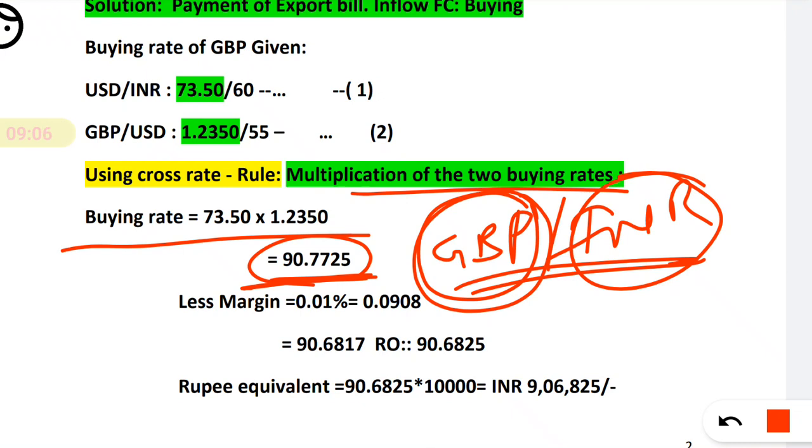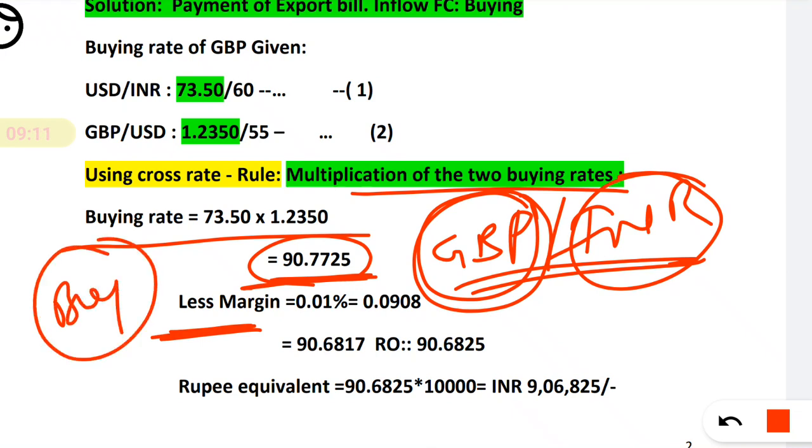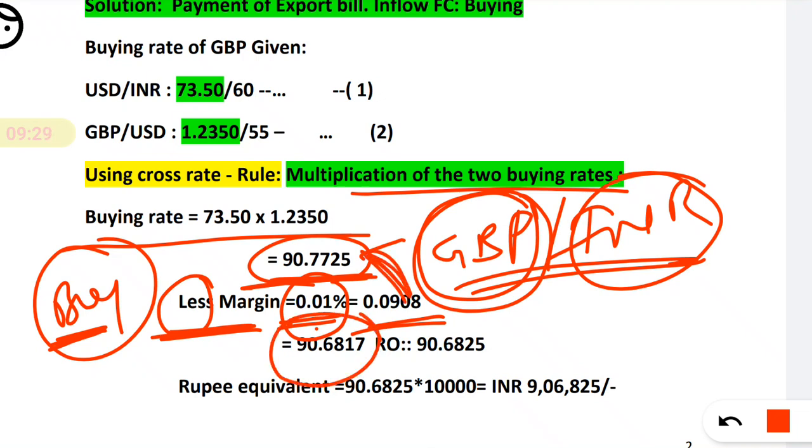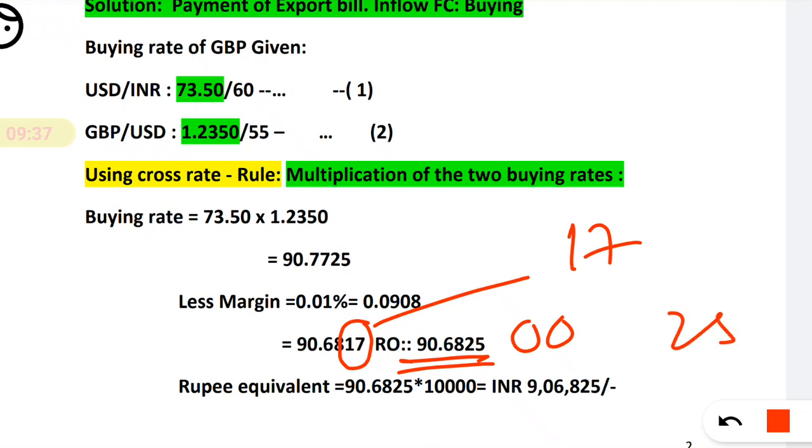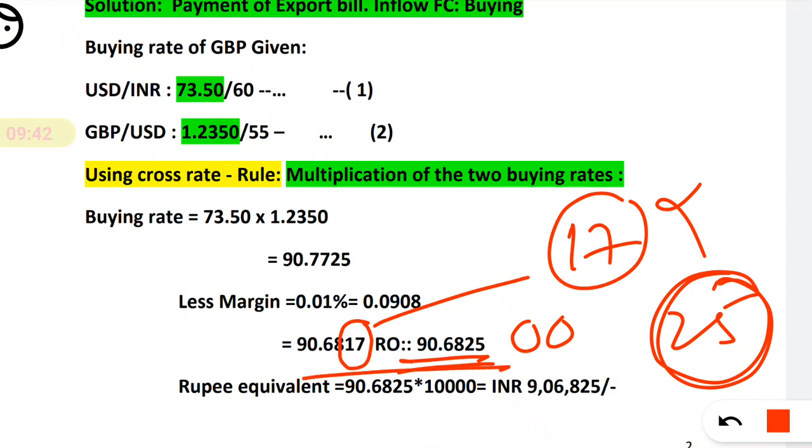Next, simply you have to subtract the margin. Why? Because this is a buying case, and in a buying case the principle is buy low, so always subtract the margin. The margin rate they have given is 0.01% in the example itself. 0.01% of this is 0.0908. Just subtract this from this, and you will get this rate. Next step is rounding off. How to do rounding off? The last two digits, that is 17, lie between 00 and 25, and the nearest is 25. So replace 17 by 25. So here is the answer.